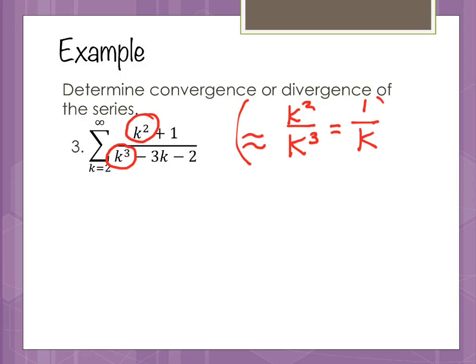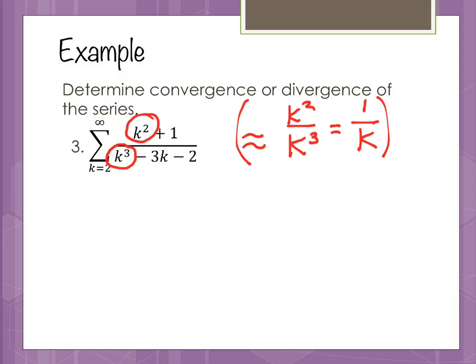So the sequence inside of this series, k squared plus 1 over k cubed minus 3k minus 2, on the end of this graph is going to look a lot like the sequence 1 over k. So that 1 over k is going to be the other sequence that I'm going to use to compare this. But you know what happens to 1 over k. We talked about it last class period. It's called the harmonic sequence, the harmonic series.